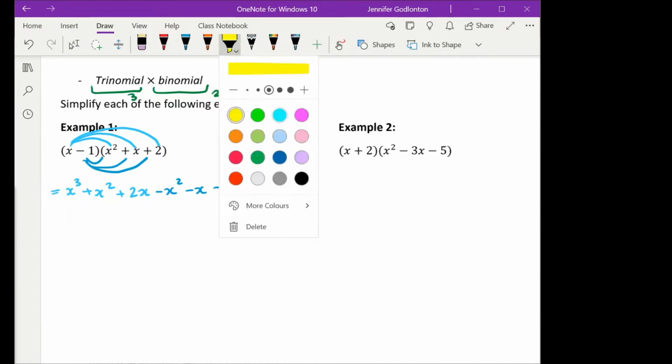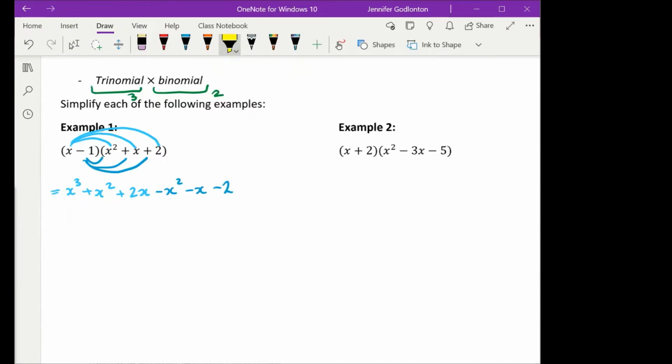Then we need to look for our like terms. Okay, x cubed is by itself, but we've got 2 that are x squareds. We've got 2 that are x's, and so our final answer will be x cubed. They're going to cancel each other out, plus x minus 2.